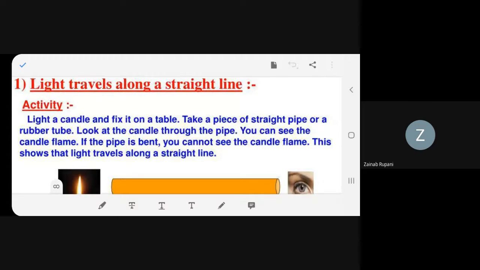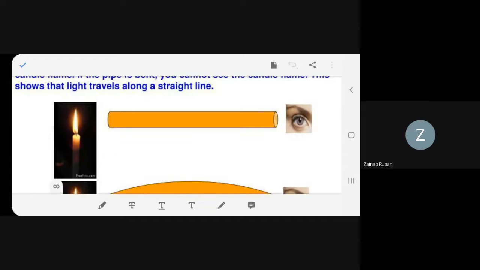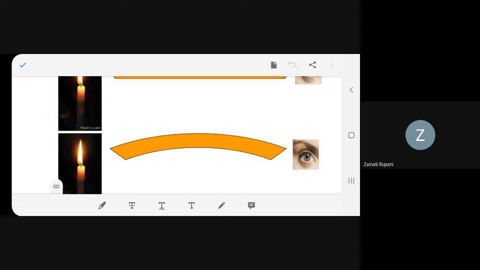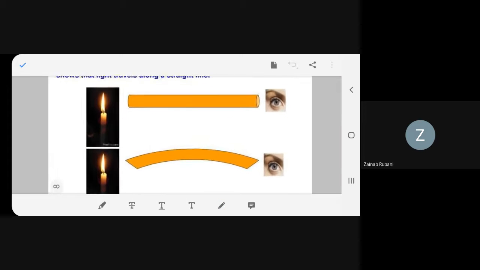See over here, you're looking at the candle flame. You can see. When you bend the tube, you cannot, and that's the difference. So what we say is, light travels in a straight line. The one feature that we observed is light always travels in a line. Any problem? No, ma'am.